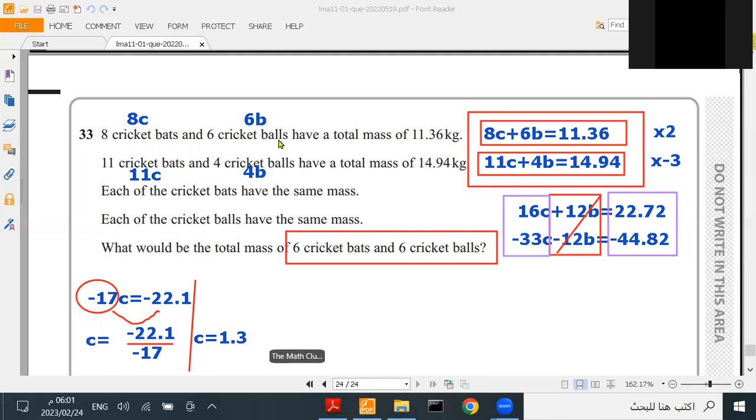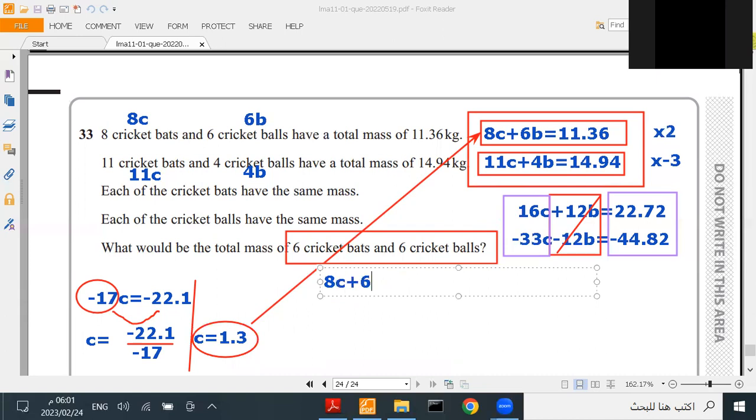Now I need to find the value of B. I need to find the mass of B. What will we do? We take the C that I found last, and then take it back to what? Take it back to one of the equations. I can use this, this, this or this, same idea. All equations will give you the same value. I'll use the first one, maybe it's easier with the small numbers. So 8C plus 6B equals 11.36. I'll use it. So I'm going to write it here. Then 8C, write the equation and then use it. Plus 6B equals 11.36. Okay.